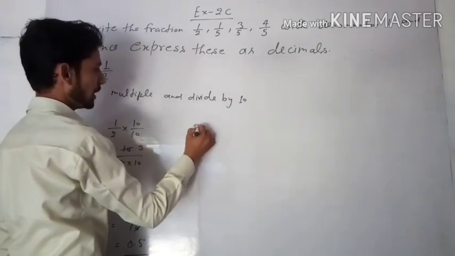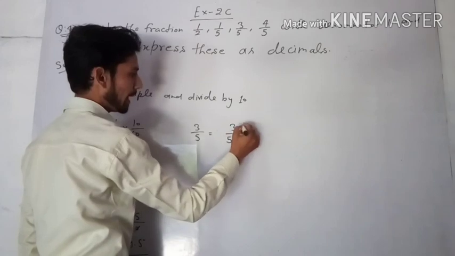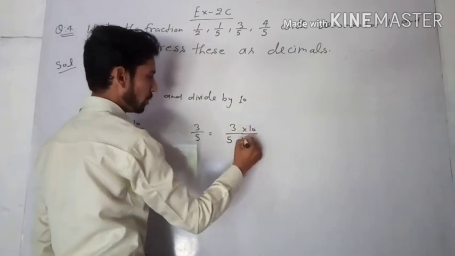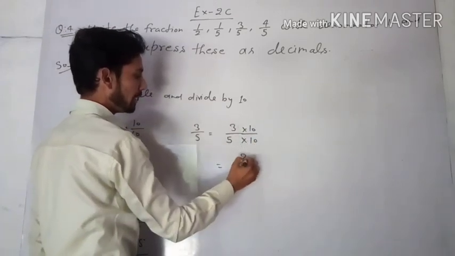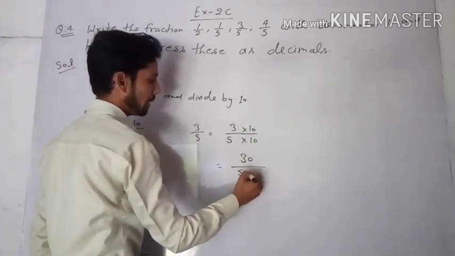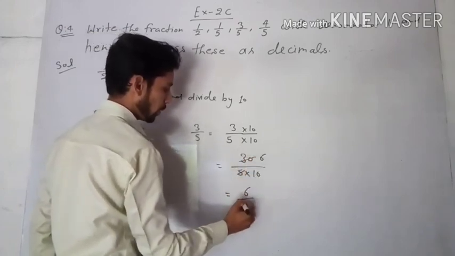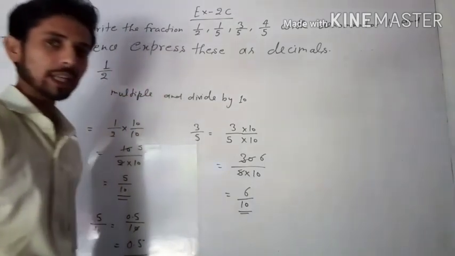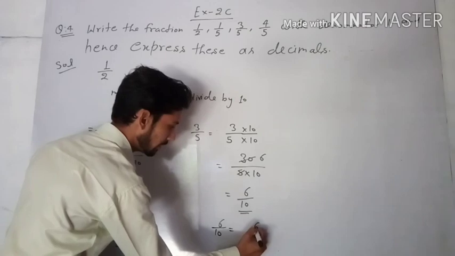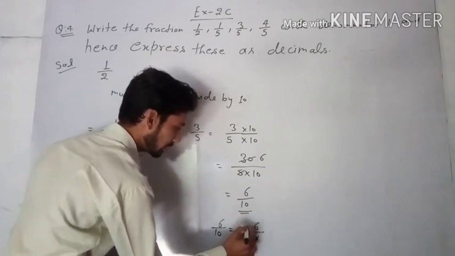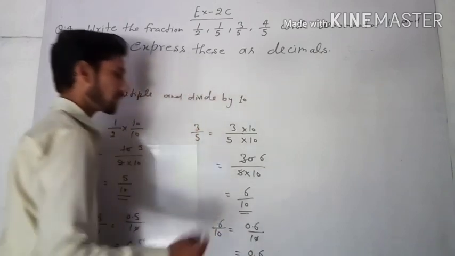Third, 3 upon 5. So first of all, multiply 10 upon 10 in numerator and denominator both. 10, 3 times 10 is 30, 5 multiply 10, 5 6s are 30, so 6 upon 10 is your fraction. Now we convert 6 upon 10 into decimal. So 0.6 is your answer.